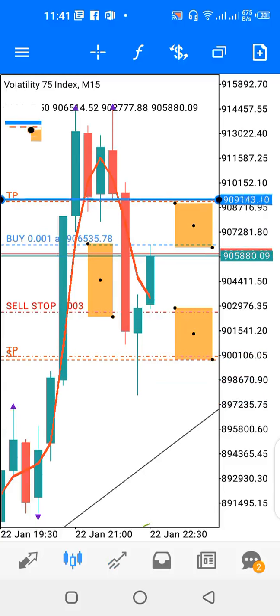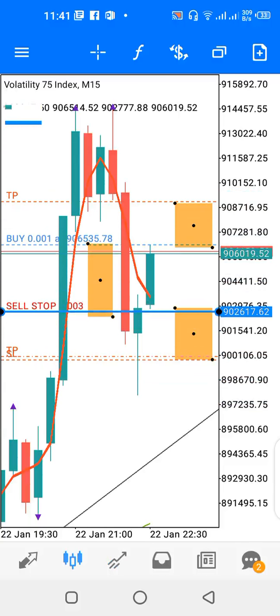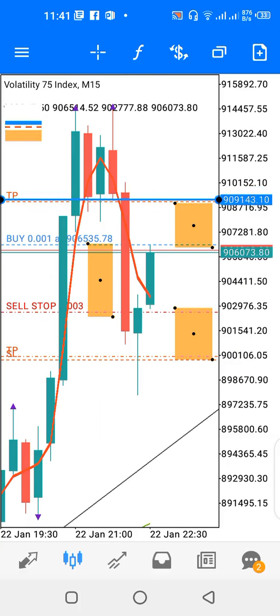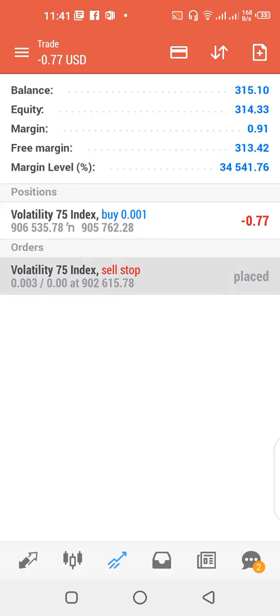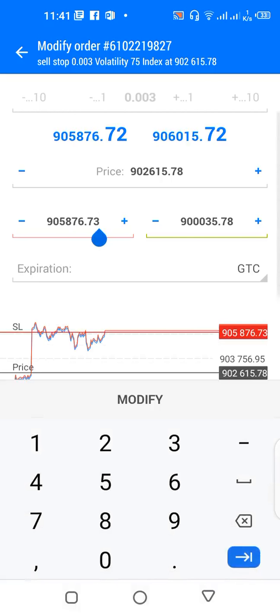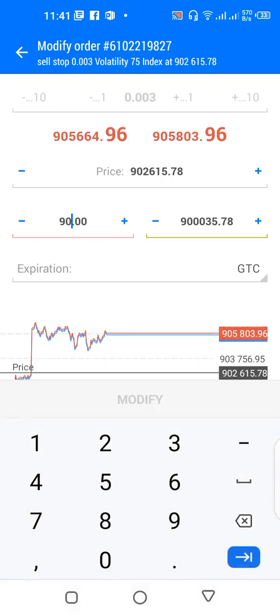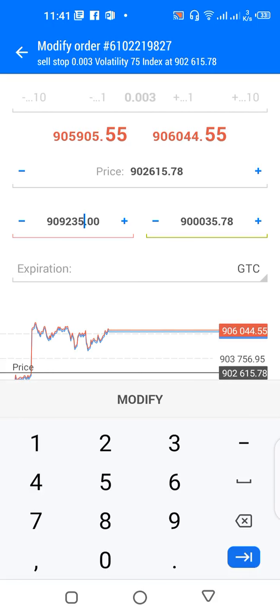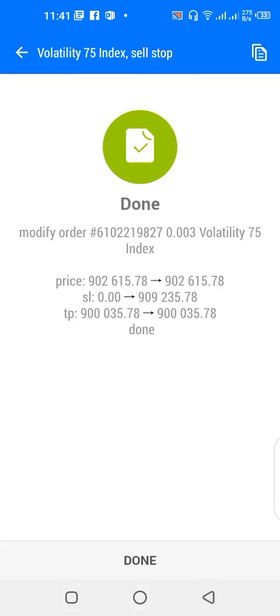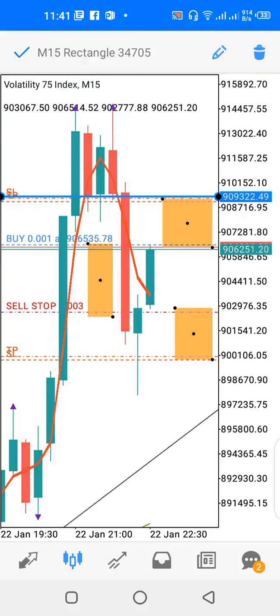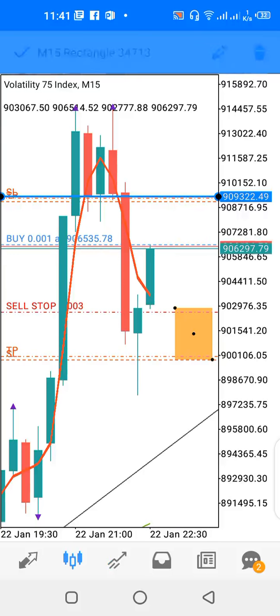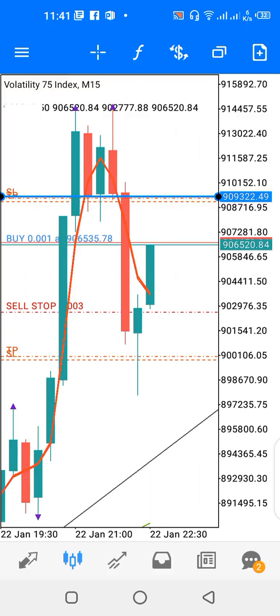Now the stop loss for my pending order, the sell stop, will be 200 points above the TP of my original buy trade. So for the pending order, the stop loss will be around 909,235.78. So that's that. Let me delete this, and delete this, and remove this.